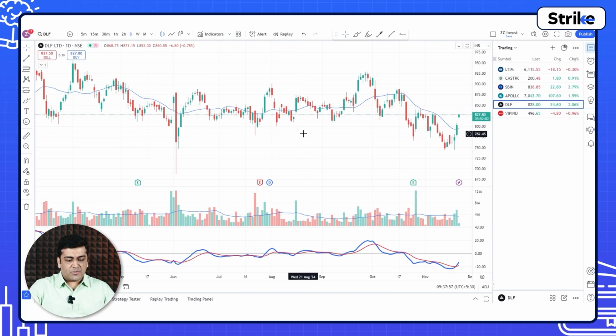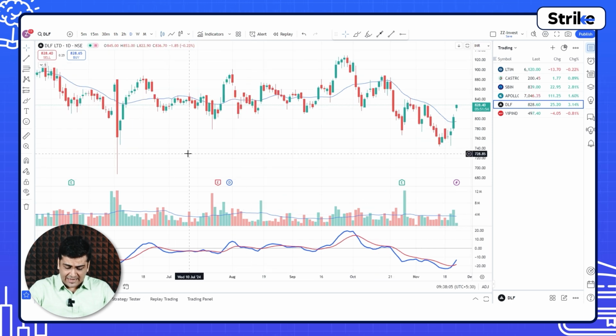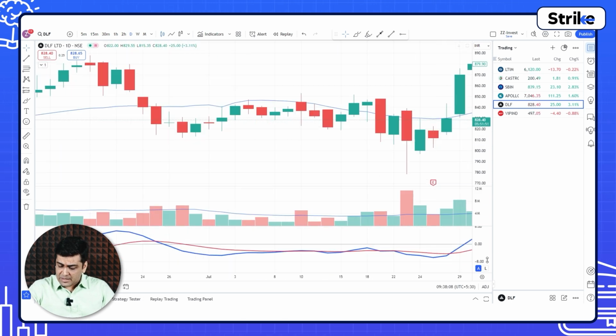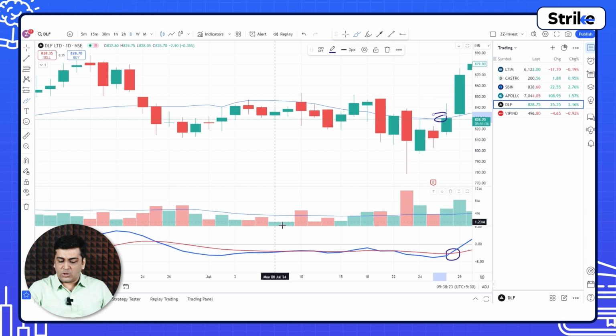Over here on this particular chart, the daily time frame chart of DLF, what we can see is, remember this is the MACD line. Over here, the MACD line gave a buy crossover. I'll just do some marking out here. So this is where a buy signal was generated, and along with that, price slightly closed above the 20-day simple moving average. The blue line is the 20-day simple moving average. How to place this?